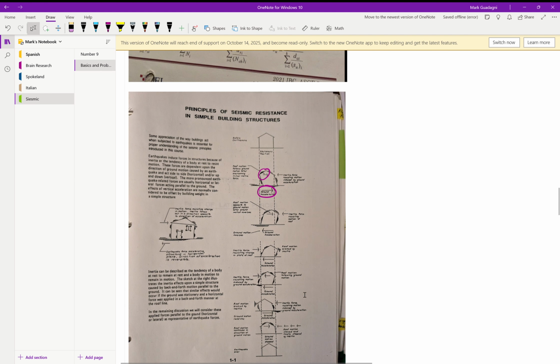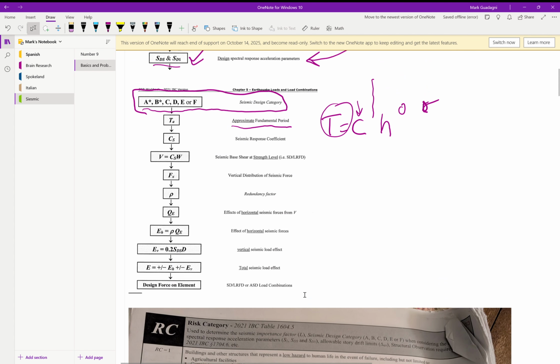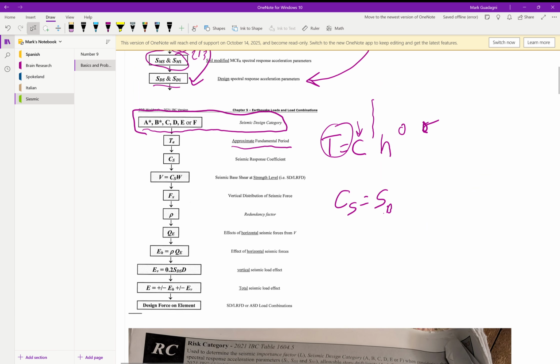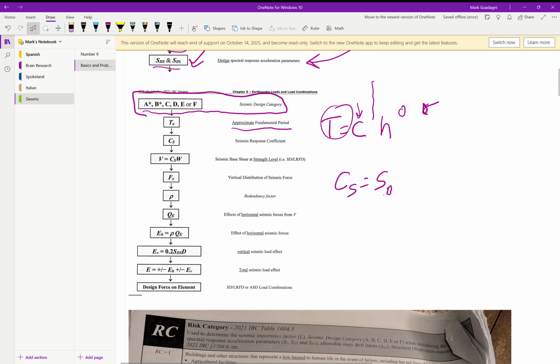So the easiest way to define CS, I'm just doing it from my memory here, is CS equals, depending on what your period is, so just going from memory here, CS equals SDS.